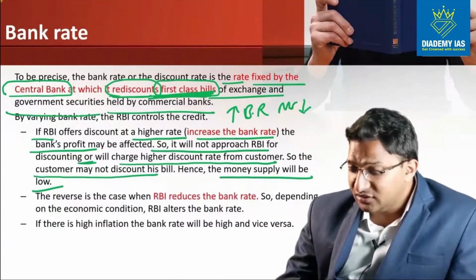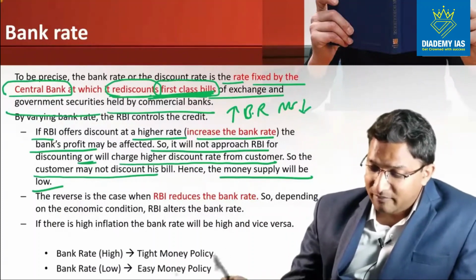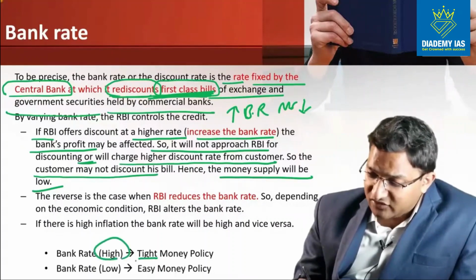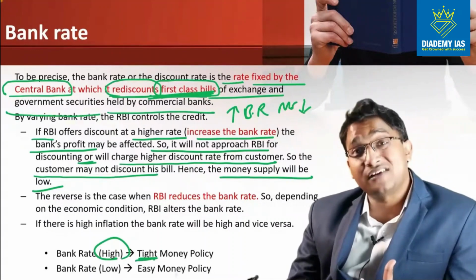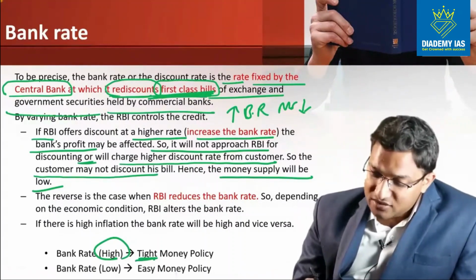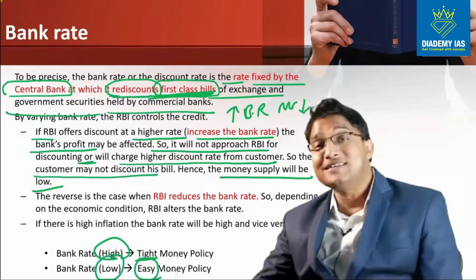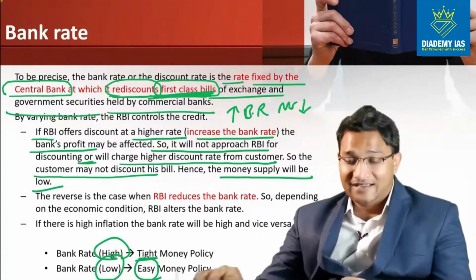If there is high inflation, the bank rate will be high, and if there is low inflation, the bank rate will be low. If the bank rate is high, that means the RBI is following a tight monetary policy. Tight monetary policy means a high interest rate and tight liquidity. If the bank rate is low, that means the bank is following an easy monetary policy. That means the government wants to increase the liquidity.